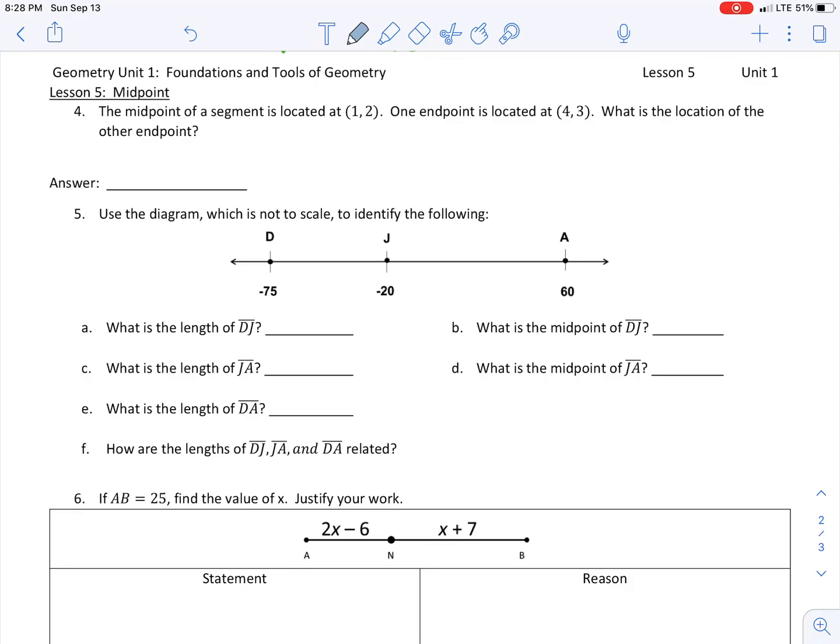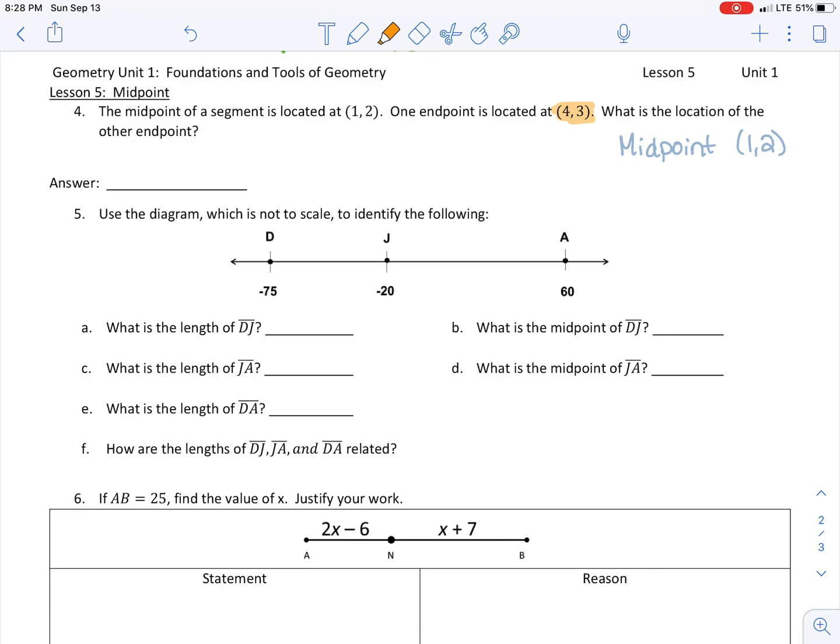So if we're looking at number 4, this is probably one of the hardest examples that we are going to do with midpoint. It says the midpoint of a segment is located at (1, 2). So that's my midpoint. I'm just going to write this off to the side. Midpoint is (1, 2). Okay, and it says one endpoint is located at (4, 3). So I have an endpoint at (4, 3). It says, what is the location of the other endpoint?